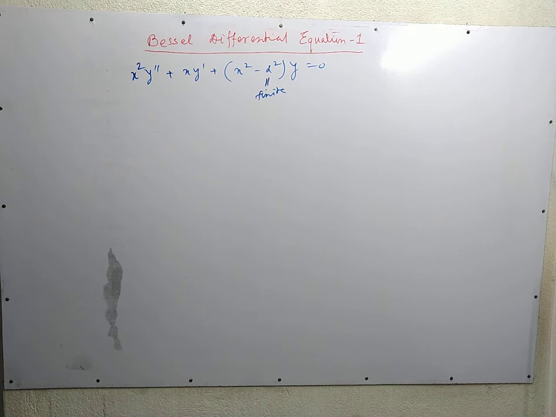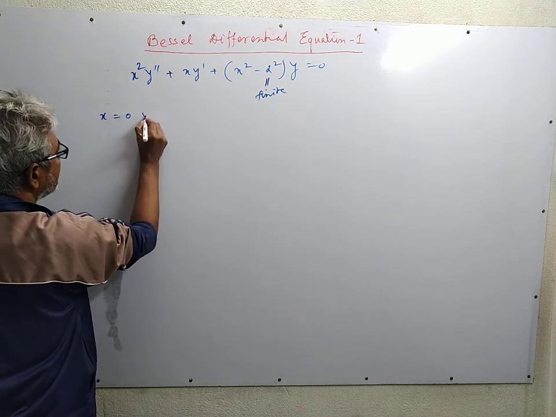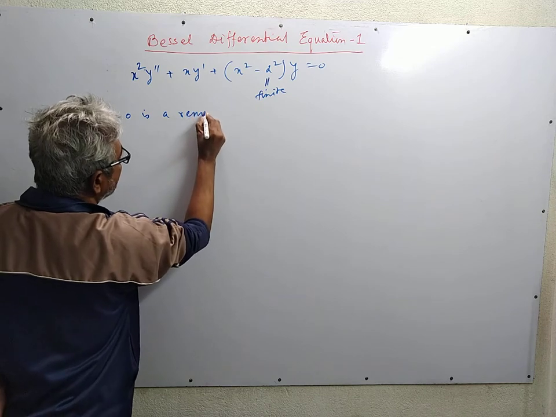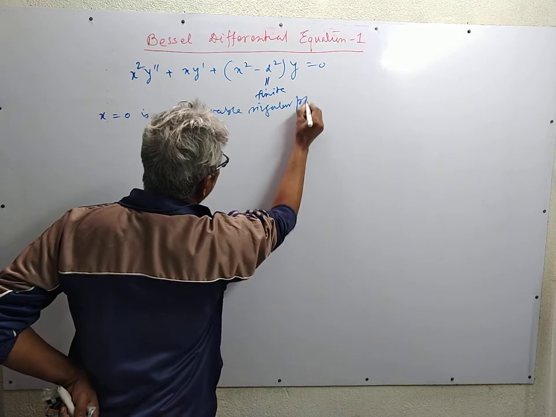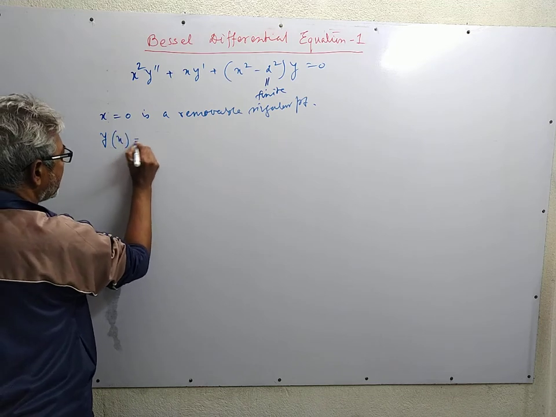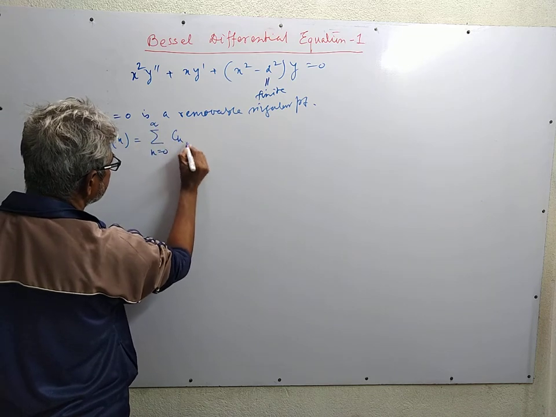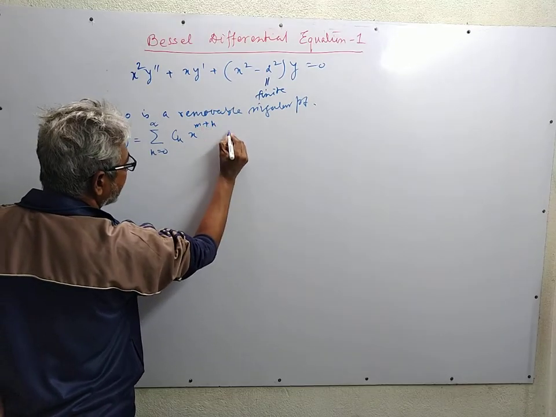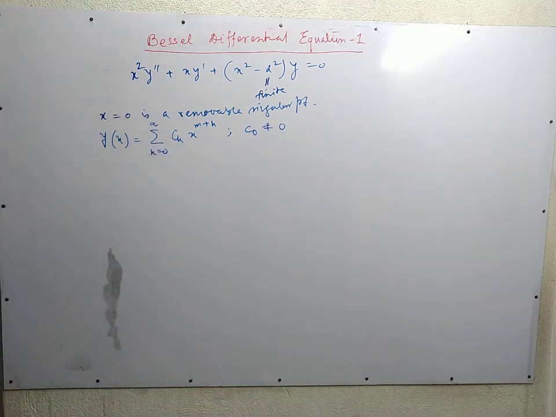Now coming to the solution, we see that x is equal to 0 is a regular singular point. So according to the Frobenius-Fuchs theorem, we opt for a solution like this: summation over k from 0 to infinity of c_k x to the power m plus k, with the restriction that c0 is not equal to 0. The index m will be obtained from the indicial equation.